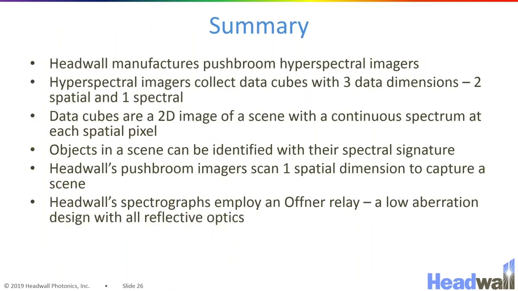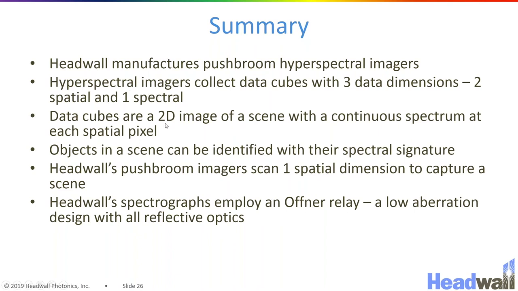In summary, this brief introduction to hyperspectral imaging shows that hyperspectral imaging is a combination of imaging and spectroscopy, and Headwall manufactures push broom imaging spectrometers that will gather one sliver of the scene at a time and push their way past the scene, or sweep past the scene, to collect the entire image of the scene. So Headwall imagers will collect a three-dimensional data cube, which will have two spatial dimensions and the one spectral dimension.